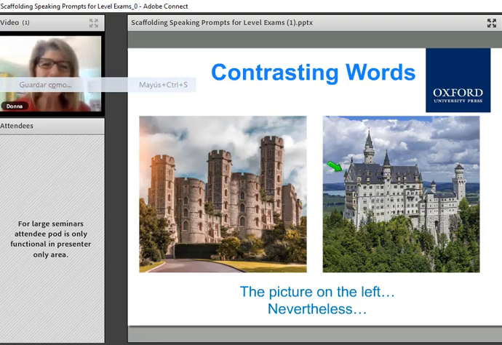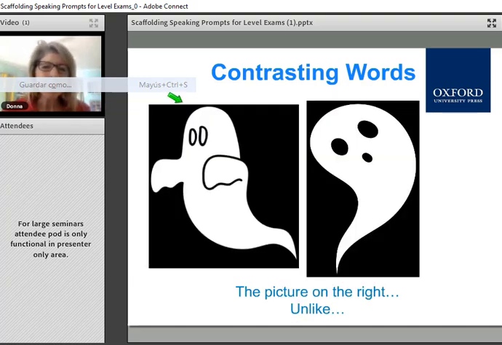Nevertheless, the picture on the right is also a castle, and we're looking above. I'm sure you can come up with better sentences than that. Again, the picture on the right is a ghost with two eyes and a mouth, unlike the ghost on the right, which only has two eyes.